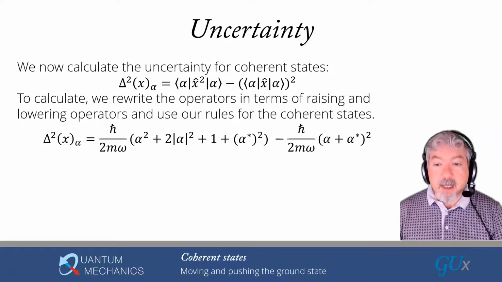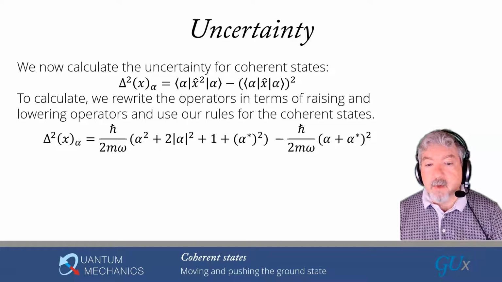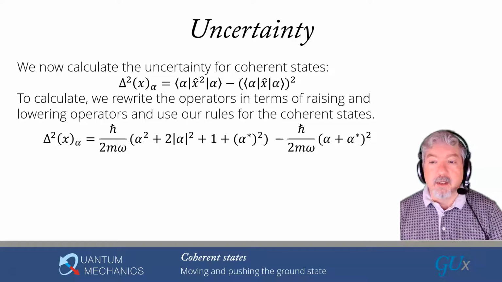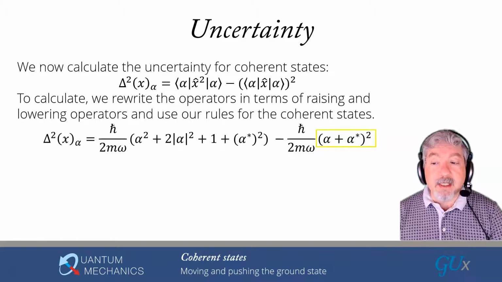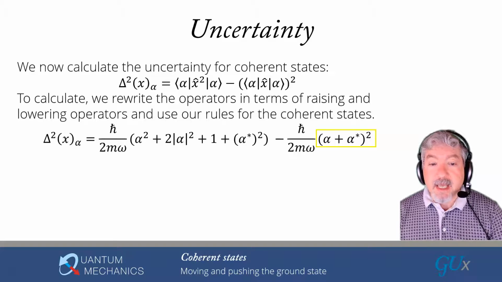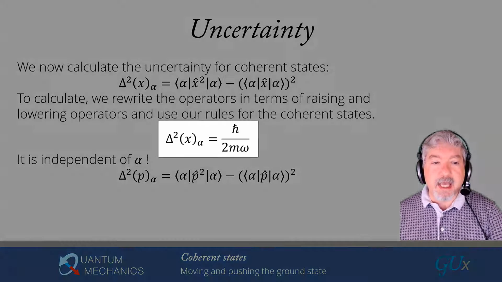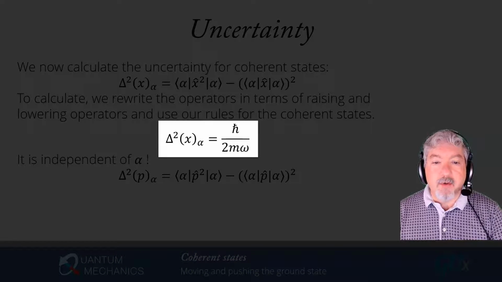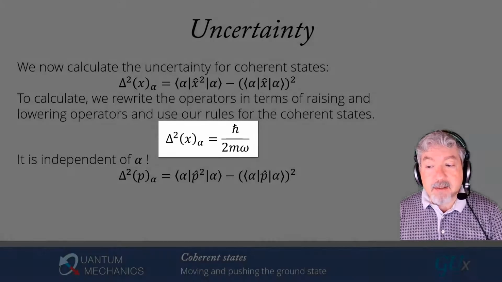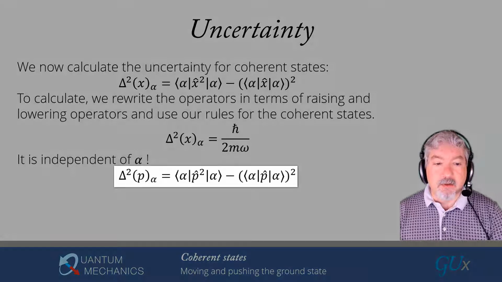Okay? So when we plug that in, we get alpha squared plus 2 mod alpha squared plus 1 plus alpha star squared, minus the quantity alpha plus alpha star squared. Now when I square that, you see I'm going to get an alpha squared plus 2 mod alpha squared plus alpha star squared. That cancels every term except for the 1. And so I get h bar over 2m omega, and it's independent of alpha. So that's an important thing to remember.